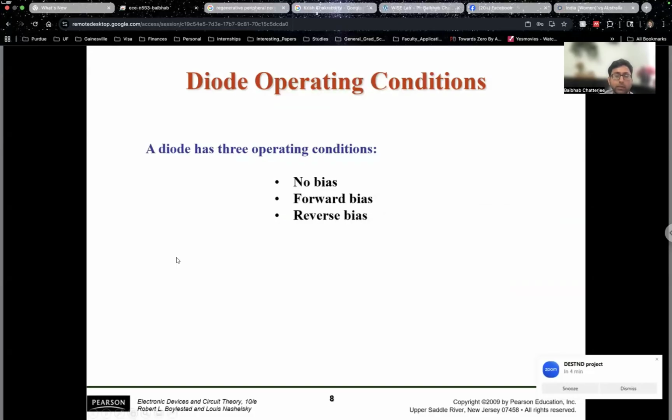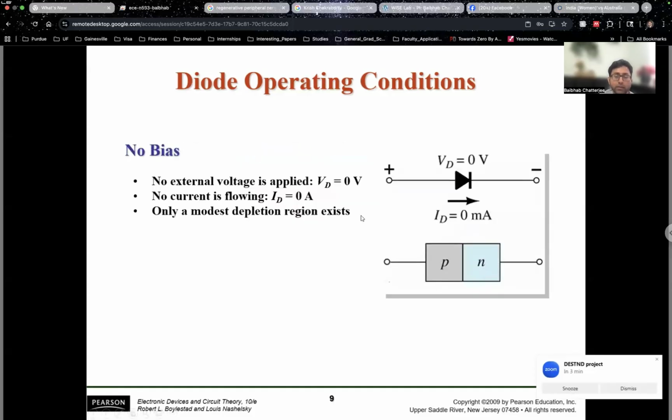Now, a diode has 3 different operating conditions, and depending on the operating condition, the width of the depletion region will change, as you'll see. So the diode can have no bias, it can have forward bias, it can have reverse bias, as we discussed in one of the first few slides. No bias condition means that you're not applying any external voltage. So the diode voltage is equal to 0. The diode current will also be equal to 0, and some amount of depletion region will exist.